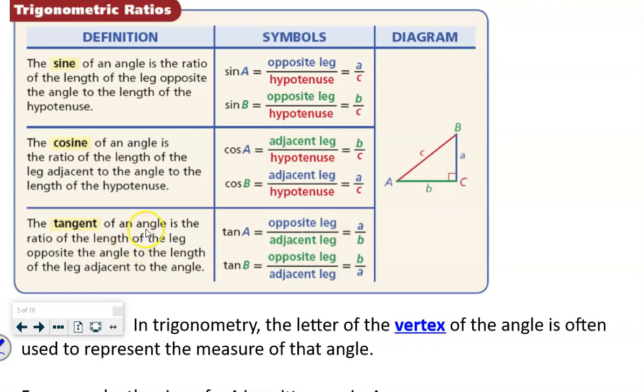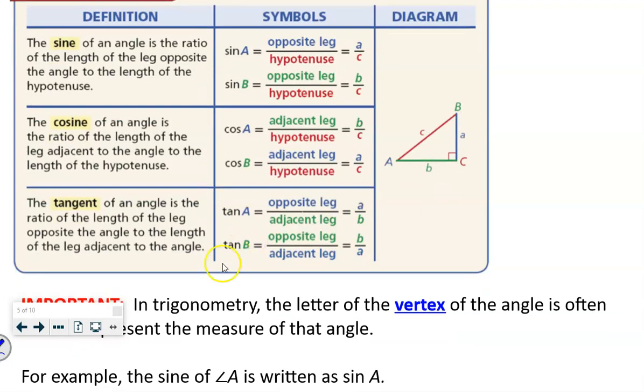Now, tangent is opposite over adjacent, okay? So that's the ratio. If we look at the tangent of angle A, opposite is A and adjacent is B. So you're never going to have the hypotenuse in the tangent, okay? And when we talk about the tangent of B, it's opposite over adjacent again, so opposite B over A. Notice these flip from each other. You see that? Depending on the angle, they're going to flip over one another.